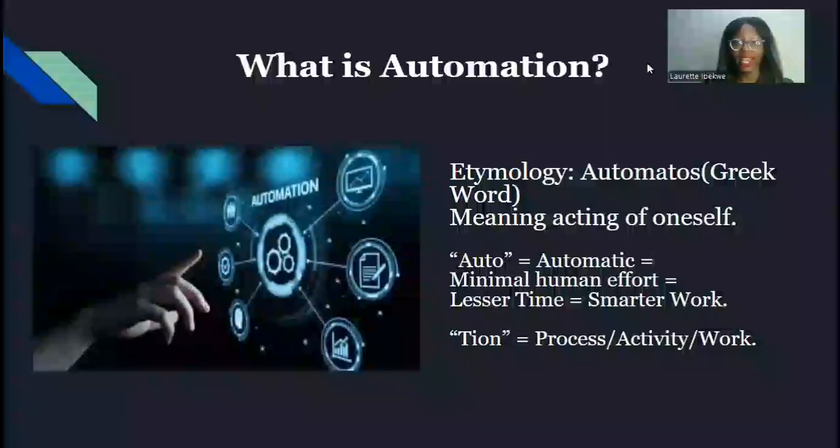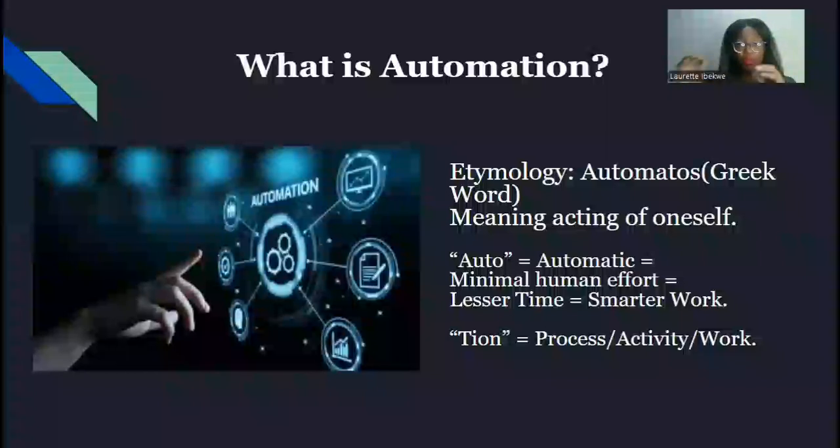What is automation? Etymology: automatos, a Greek word, meaning acting of oneself. If you break that down, that gives you auto, which equals automatic, which equals minimal human effort, which equals lesser time, which equals smarter work. And we have process, activity, work. So when you put that together, it means you're making an activity start on its own. You're making an activity, a process, work on its own.